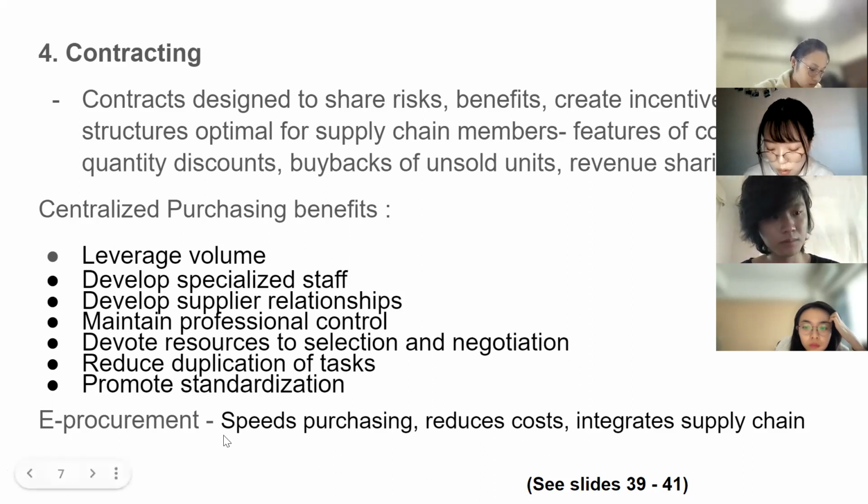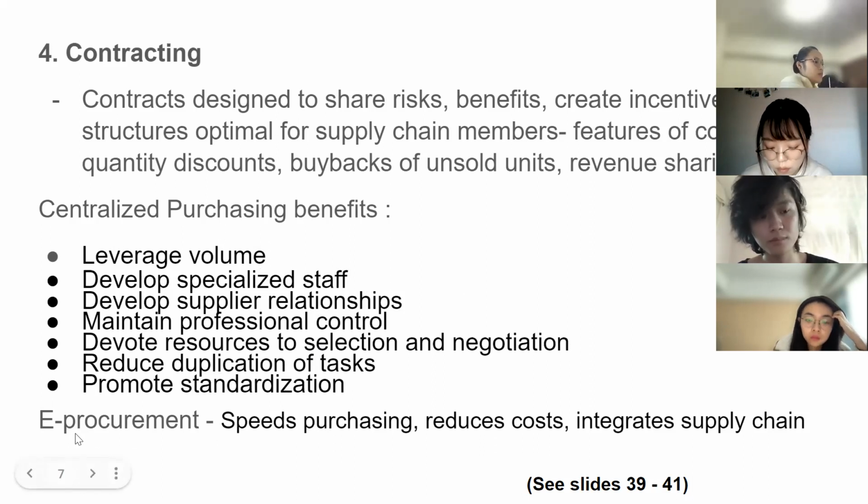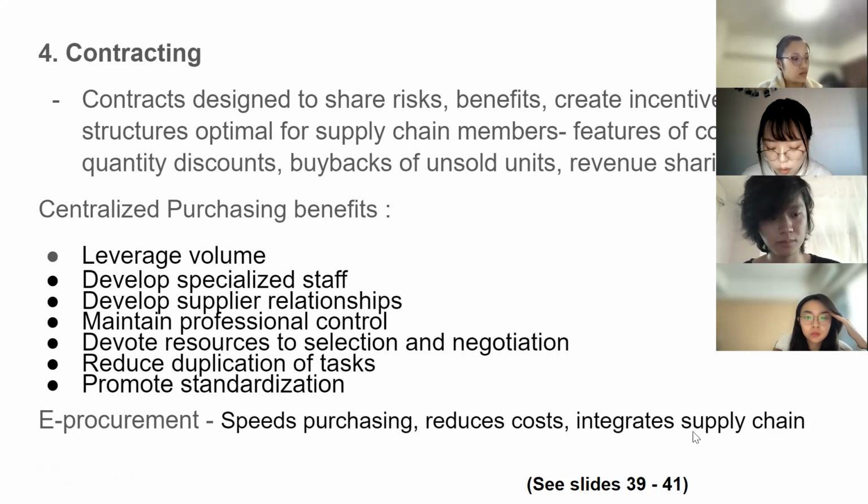Some companies also, as part of contracting, use centralized purchasing. If it is a very big company like Nestle or Toyota, they have decentralized purchasing. And today e-procurement is becoming needed by all companies because it speeds up purchasing, reduces costs, and integrates the supply chain. So basically there are four steps only in supplier selection.